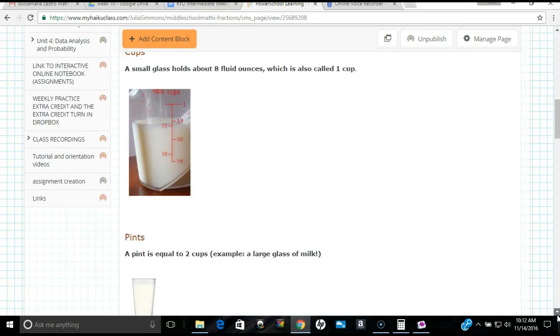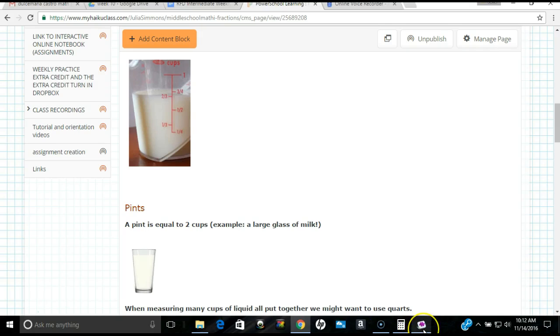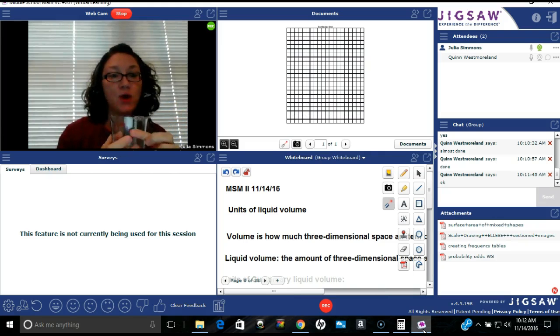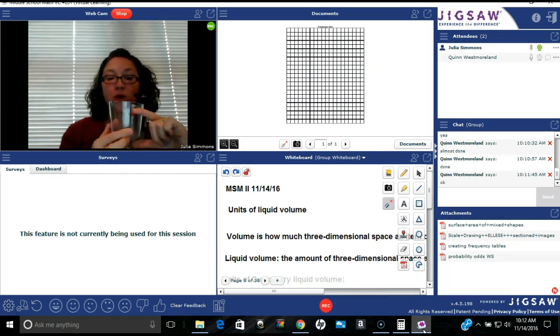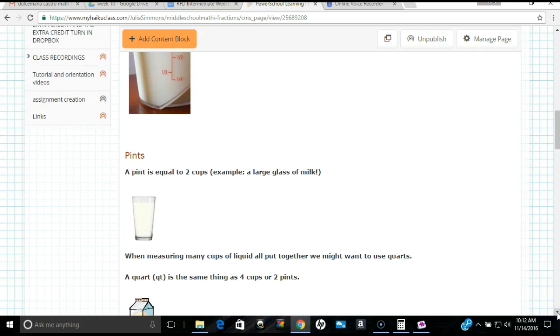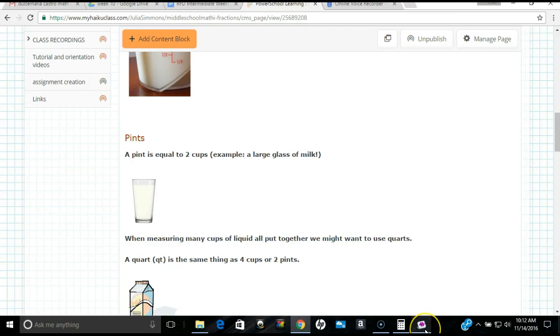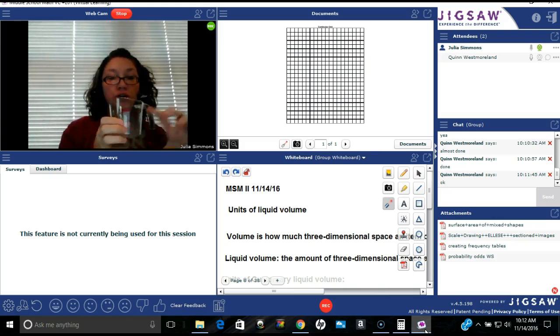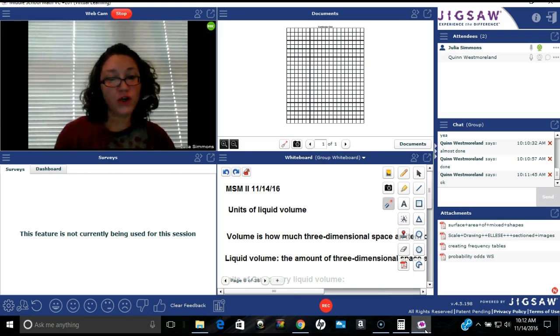A cup itself is equal to a small glass of water or milk. So if you have a full cup, that's 8 ounces. You know how they say you have to drink several 8 ounces of water a day. So 1 serving of water is a cup. It's 8 ounces, okay? If we move up to pints, a pint would be a large glass, a larger glass of milk. So you take 2 cups and they equal a pint. And usually a larger glass is close to being a pint.